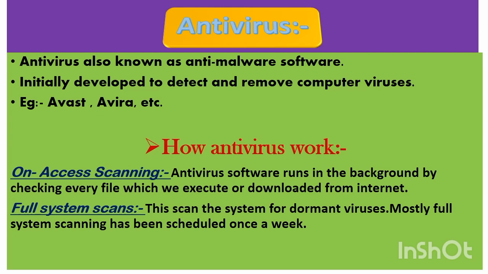So many antivirus software are available in the market, and according to your system compatibility, you can install an updated antivirus software. Now, how does the antivirus work? On access scanning and full system scanning. Antivirus software keeps running in the background, checking every file which we execute or download from the internet. It keeps a check on each and every file, pen drives and any device we connect.